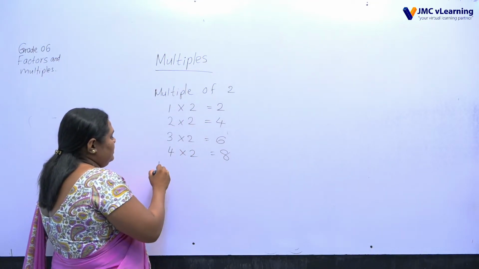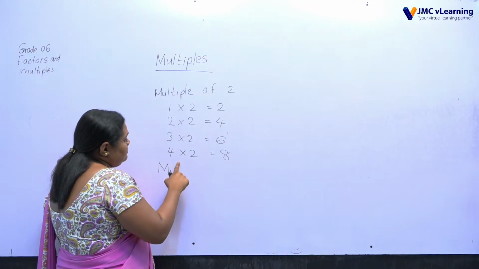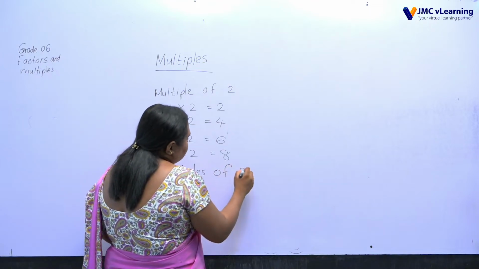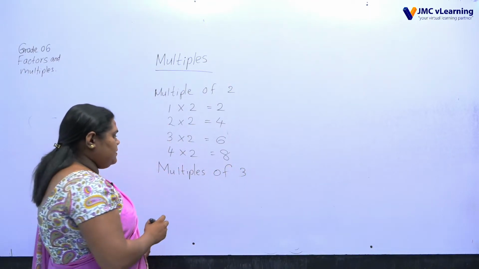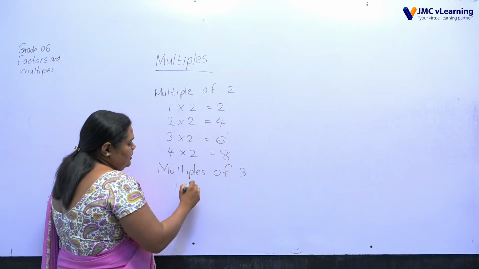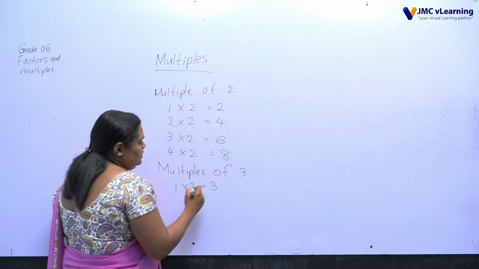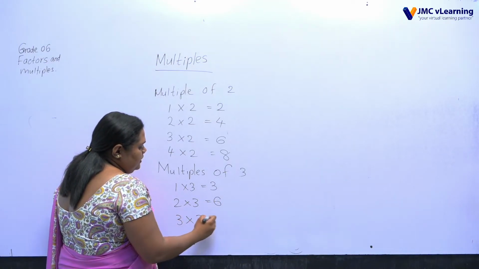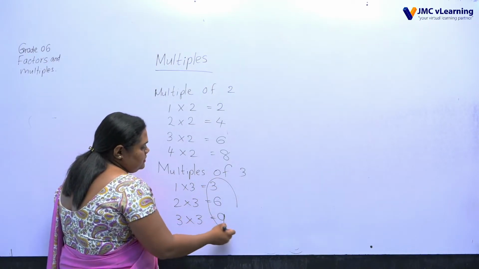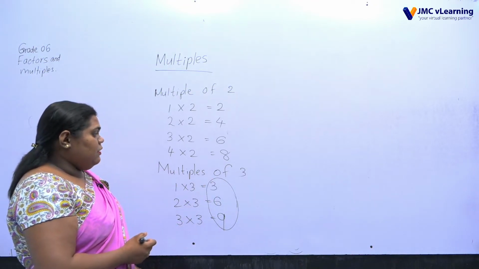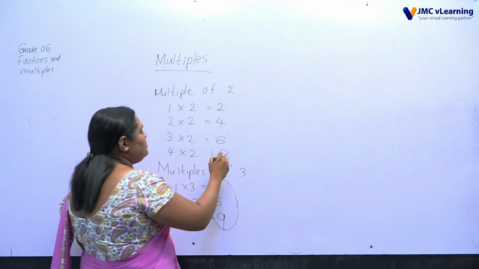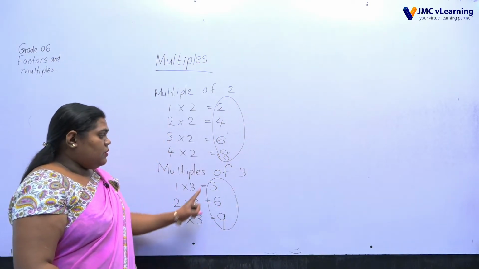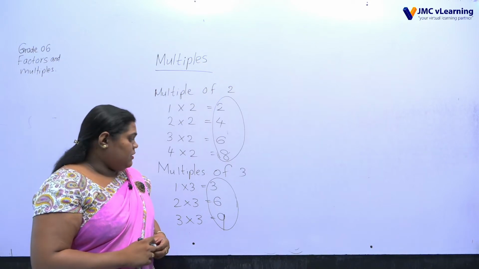Now after that we will discuss multiples of 3. How to find the multiples of 3? You want to multiply the number by 3. 1 times 3, 3. 2 times 3, 6. 3 times 3, 9. So these 3, 6, 9 are multiples of 3. Are you clear about the multiples? Those numbers we know as multiples of 2, and those numbers we know as multiples of 3.